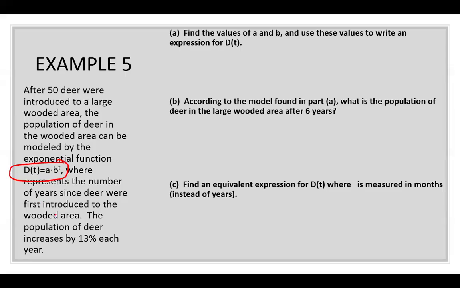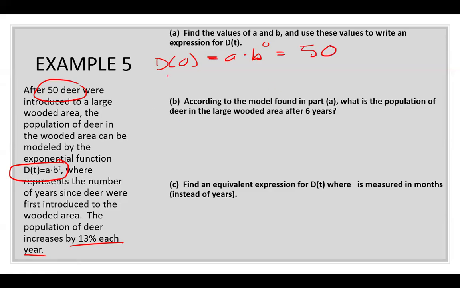So we're going to set up the exponential model using what we know. Years since deer were first introduced to the wooded area, the population of deer increased by 13% each year. So we know it's increasing by 13% each year, and it started at 50. Okay. So our first equation would be D of 0. That's where it starts, right? We start at 0, which would be a times b to the 0 equals what? At 0, we had 50. Agree? No one's like, Miss Jones, you made that up.